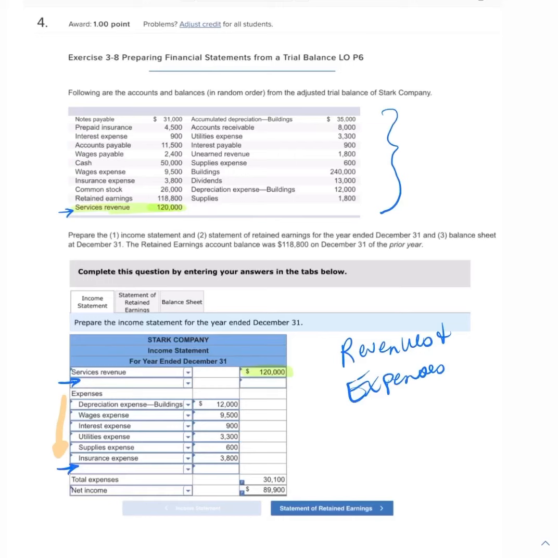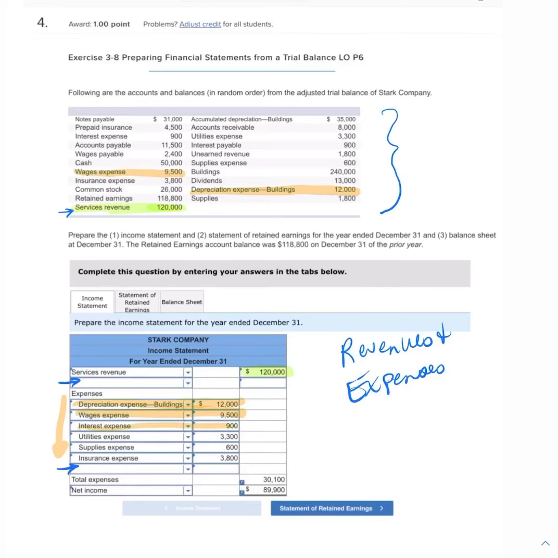But in this case, I'll just follow the order they have provided. So the very first thing we see here is depreciation expense on the buildings for $12,000. And we see right here depreciation expense on the buildings for $12,000. The next one that they show us here is wages expense for $9,500. So we have wages expense for $9,500.